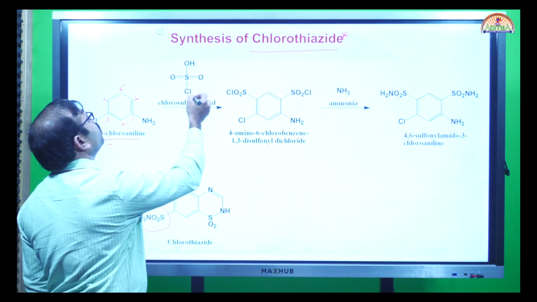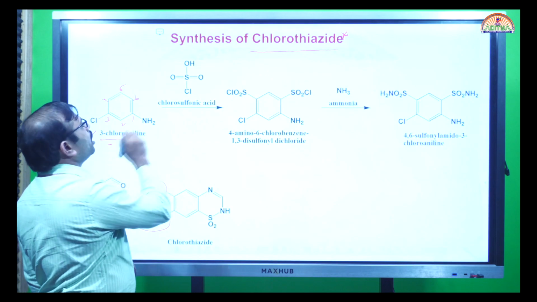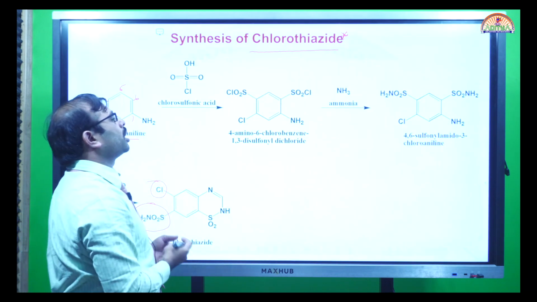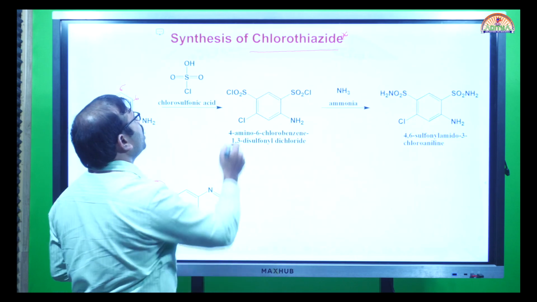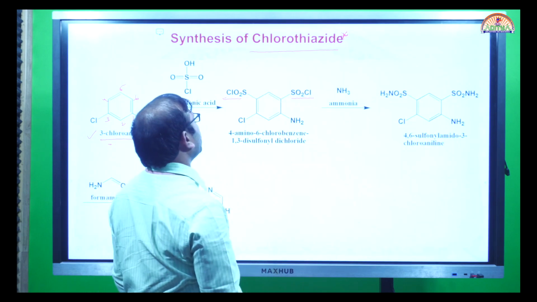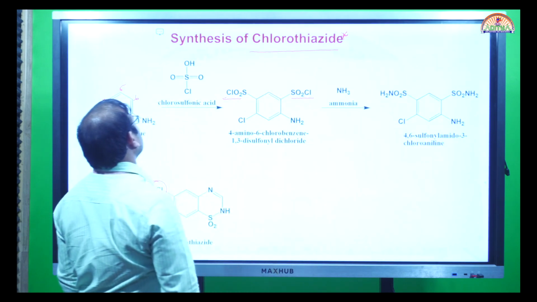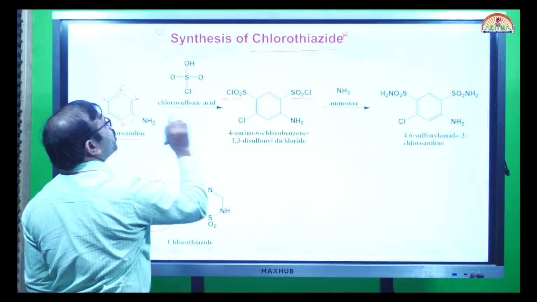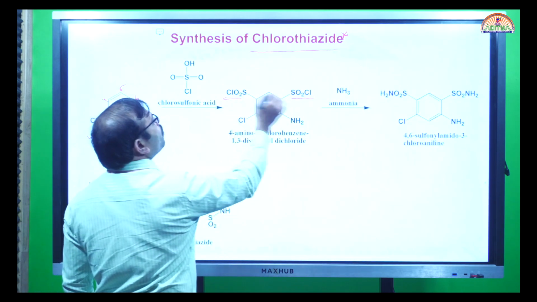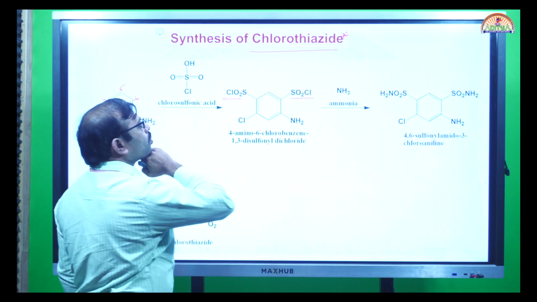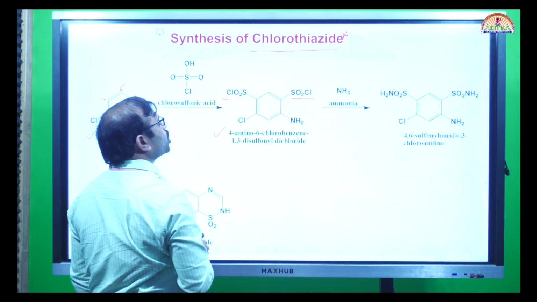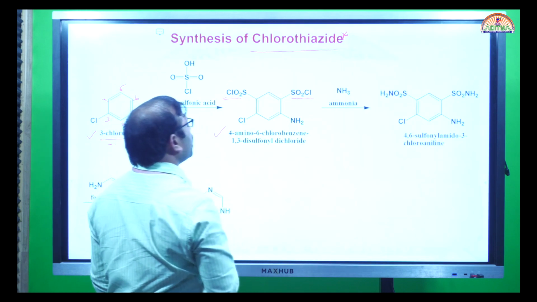So when you react 3-chloroaniline and chlorosulfuric acid, it will undergo sulfonylation and form the sulfonyl chloride. Both the 4th and 6th positions are substituted by this sulfonation. It will be the sulfonyl chloride derivative, where it forms 4-amino-6-chlorobenzene-1,3-disulfonyl chloride.